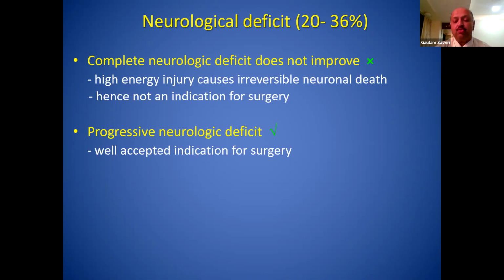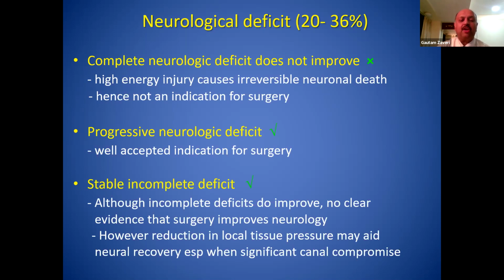A progressive neurologic deficit: you've seen the patient in the emergency ward, the patient has come and he's almost normal neurologically. You see the patient after the imaging is over, examine him again, and you find that the neurology has dropped. This is a progressive deficit, and this is a well indicated indication for surgery. What is controversial, however, is a stable incomplete deficit. What do you mean by a stable incomplete deficit? Incomplete deficit is one patient who still has some power, sensation, or reflexes below the level of the injury. And this is stable, this is not progressing. Should you operate these or not?